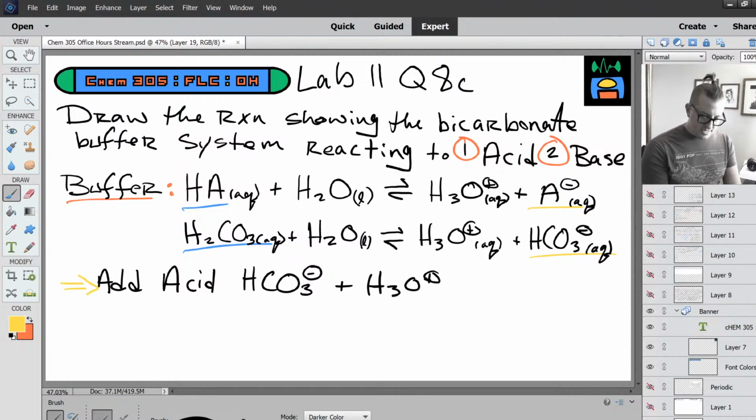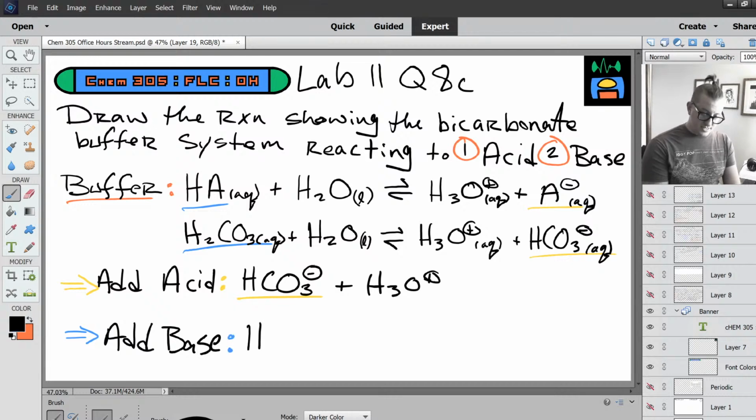Adding acid means that we're going to react our conjugate base with hydronium. When they ask you to add base, that means that you are going to react your weak acid with hydroxide.